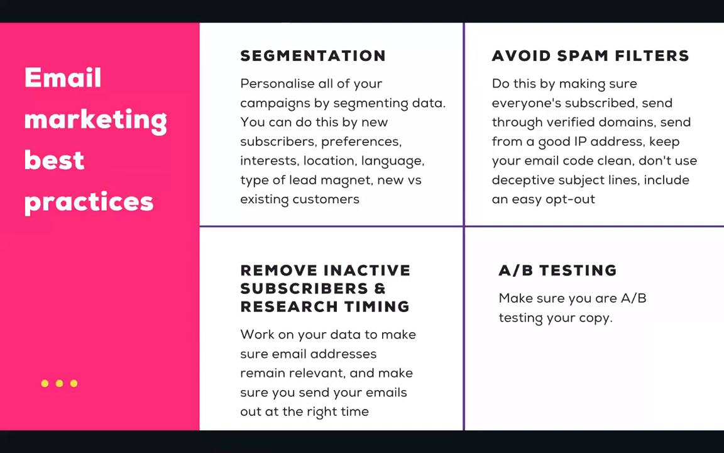Next, make sure that you remove inactive subscribers and research timing. So first of all, work on your data to make sure that email addresses remain relevant. People who were interested in your product 10 years ago who haven't interacted with you since, it's a bit silly still sending them emails, and you're likely to annoy them and actually damage your brand's reputation that way. So just make sure everything's relevant. Also, you can clean out old email addresses if people don't work there anymore. If you're doing B2B email marketing and somebody has left the company, don't send email campaigns to their email address anymore. That's just pointless. Make sure that you go through and clean everything out.